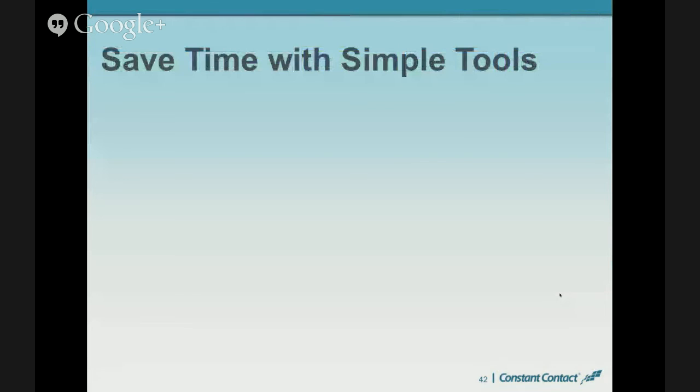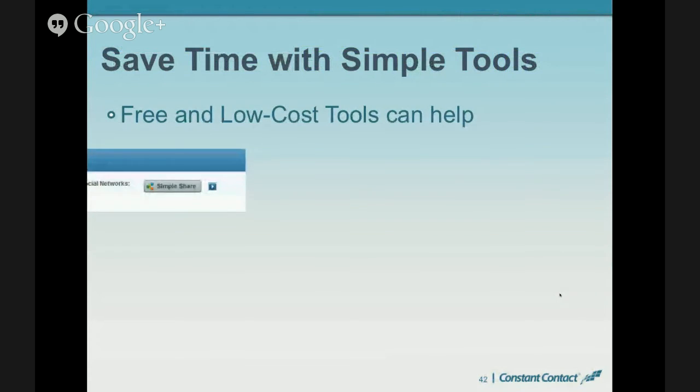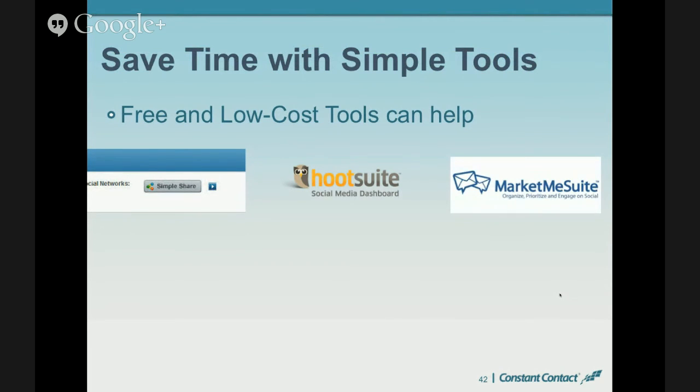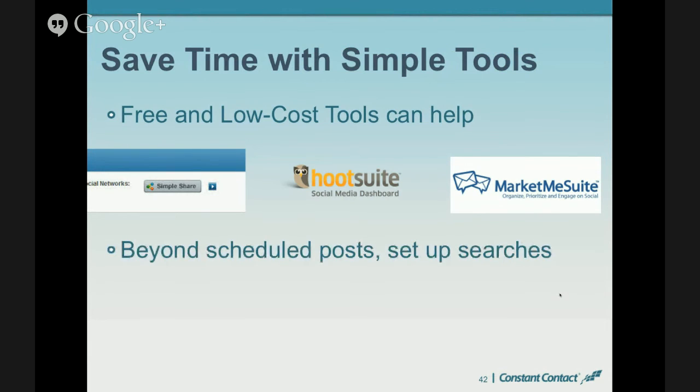And then there are some simple tools that you may want to connect with. There are free and low-cost tools like Plan Weekly, the simple share buttons. Maybe Hootsuite would be your deal. There are tools out there like Market Me Suite. Beyond scheduled posts, you can set up searches with some of these, and you can monitor what others are saying. Constant Contact actually has a great way to integrate with Facebook in particular, so look into that. And if you opt in for the online marketing portion of the toolkit in Constant Contact, there are a lot of great tools available.